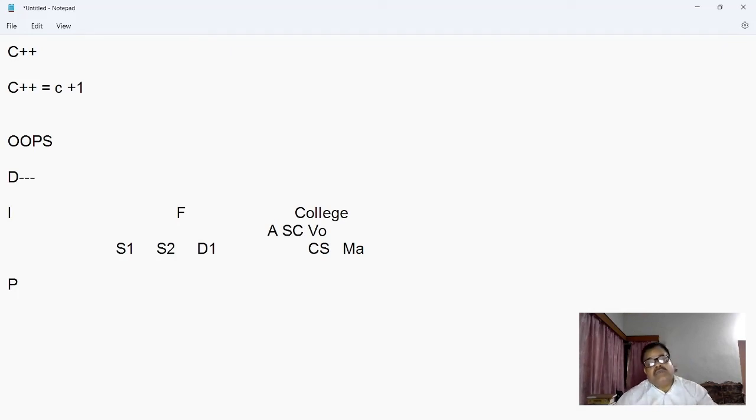These three are very important things, and in any object-oriented programming system you have to get this concept: data hiding, inheritance, and polymorphism. Whether we are using Java, Python, or anything else, these three must be there.